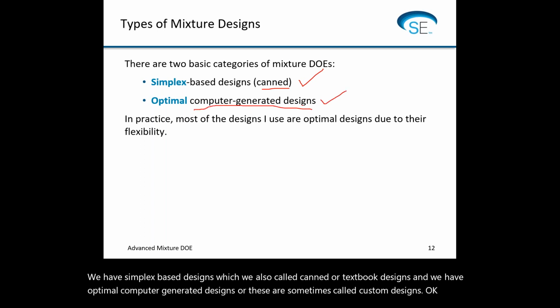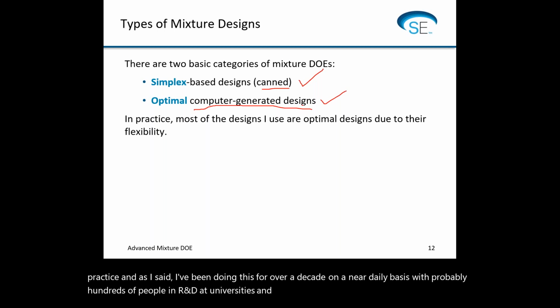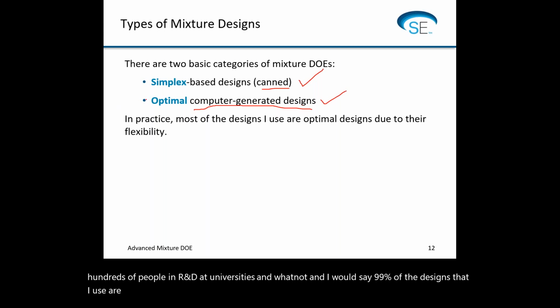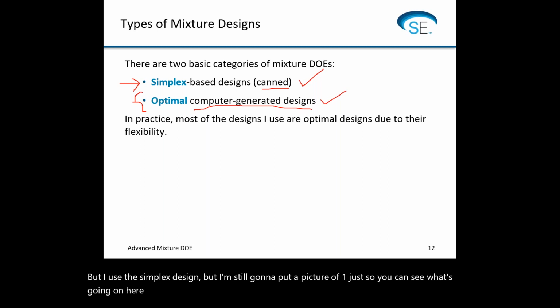In practice, and as I said, I've been doing this for over a decade on a near daily basis with probably hundreds of people in R&D at universities and whatnot, I would say 99% of the designs that I use are optimal computer-generated designs. It's pretty rare that I use a simplex design, but I'm still going to put a picture of one just so you can see what's going on here. And there's a reason why we're going to spend the middle third of this webinar just on optimal computer-generated designs.